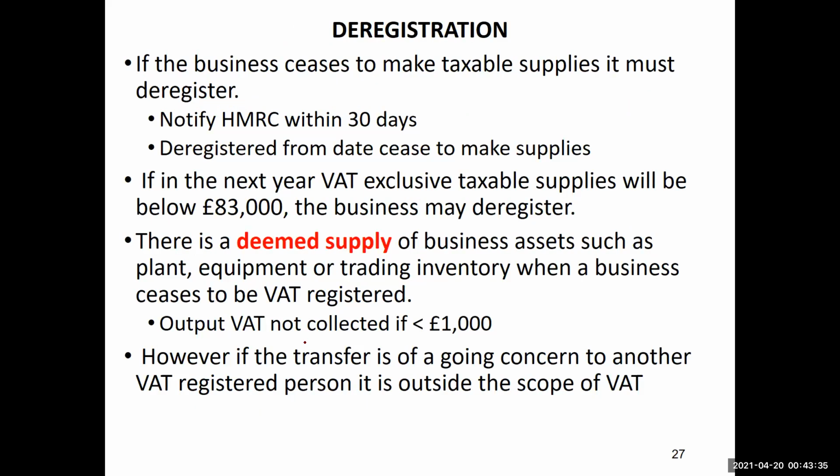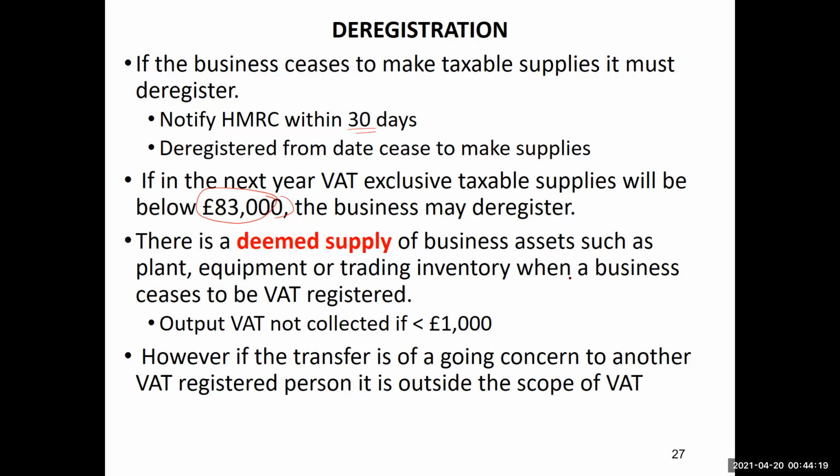Now you can deregister if you think your taxable supplies will be below 83,000 over the next year. Again, you need to notify HMRC within 30 days, and then you deregister from the day that you cease to make those supplies. So there are two conditions: when you think you cease making taxable supplies, or when you think your taxable supplies will be below 83,000, you deregister and you get 30 days to give the notification. There is usually a deemed supply of business assets such as plant equipment and trading inventory when a business ceases to be VAT registered.